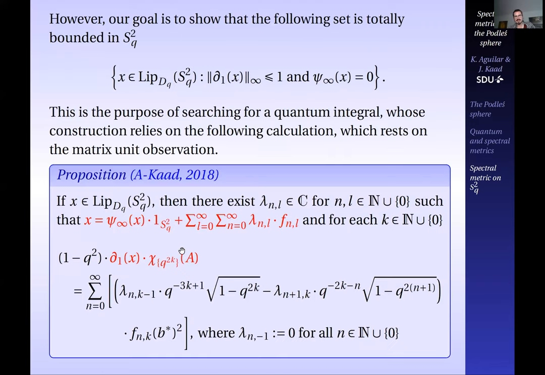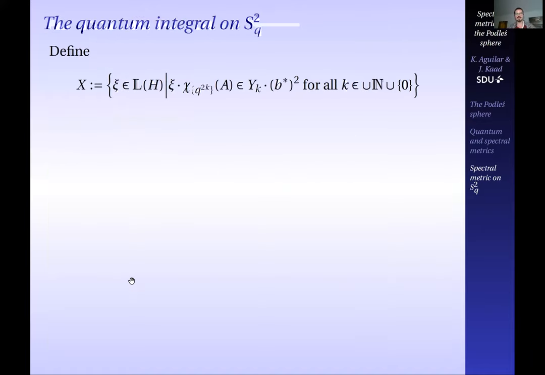And then notice here, this also tells us what kind of elements we're looking for to define the quantum integral, because remember, it's going to be defined on some sort of different domain. Technically, it's going to have to even exist on SUq(2), the quantum SU(2), the bigger space, because the derivation spits out elements there. So we define the domain of the quantum integral to be this. It's elements in the bounded operators with respect to the representation of the Podleś sphere, sorry, of SUq(2), and then elements that end up in Y sub K times B star squared, which is motivated by the equation on the previous slide.